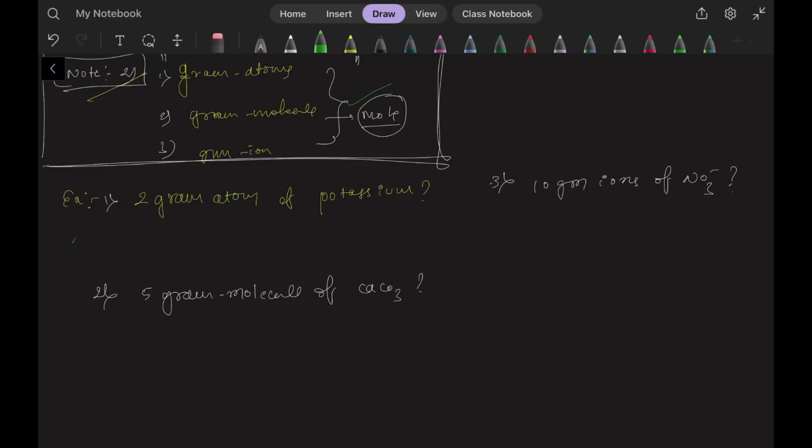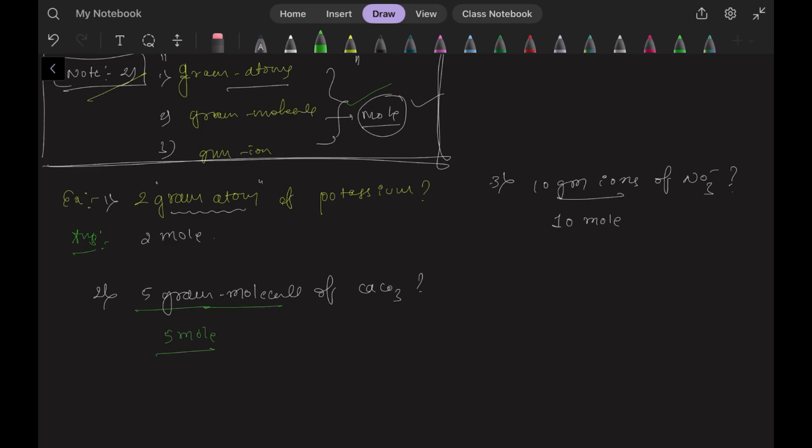So if these are the type of questions, if you observe in the given condition, you need to understand that gram atom is nothing but, as I told, mole only. So it means 2 mole of potassium. Gram ion is nothing but 10 mole of NO3 minus. 5 gram molecule means 5 mole only.